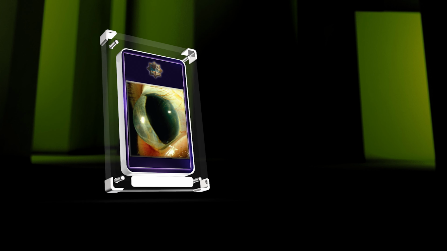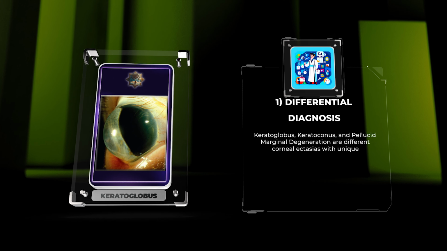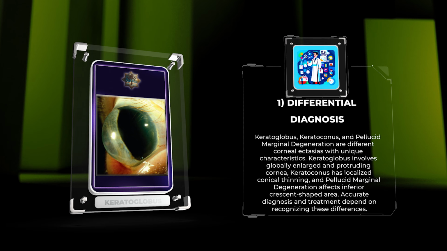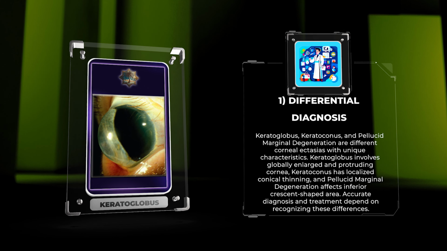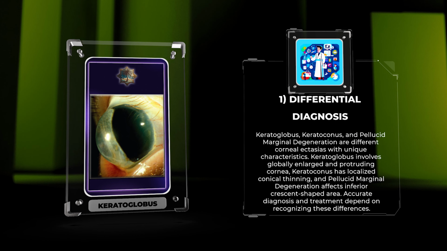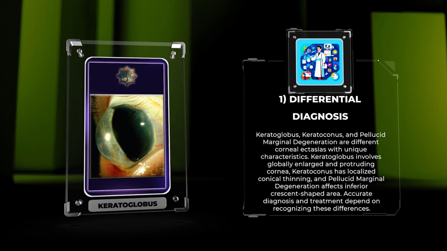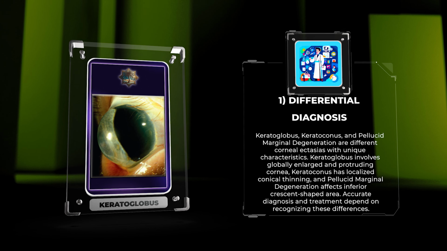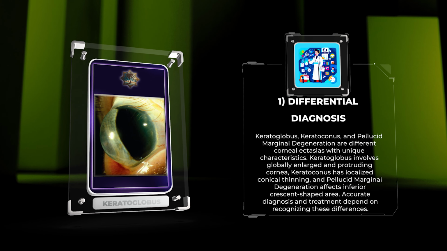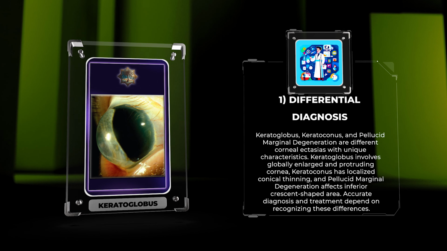Keratoglobus, keratoconus, and pellucid marginal degeneration are different corneal ectasias with unique characteristics. Keratoglobus involves a globally enlarged and protruding cornea, keratoconus has localized conical thinning, and pellucid marginal degeneration affects an inferior crescent-shaped area. Accurate diagnosis and treatment depend on recognizing these differences.